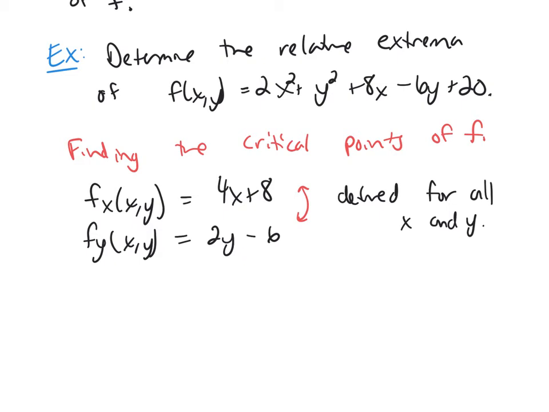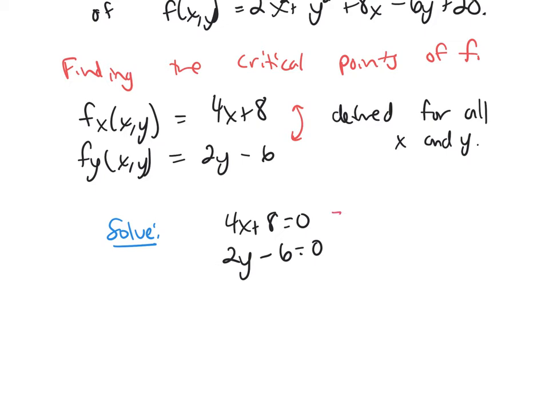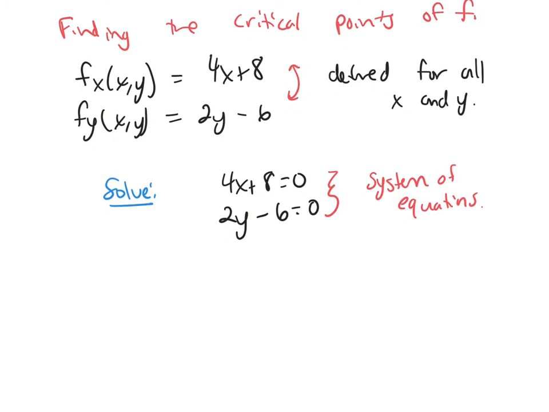So what you need to do now is solve 4x plus 8 equals 0 and 2y minus 6 equals 0. So what we have going on here is a system of equations. So you need to solve for x and y in the system of equations. Well, it's pretty easy. You can solve for x in the first one. x will be -2. Solve for y in the second one. y will be 3.